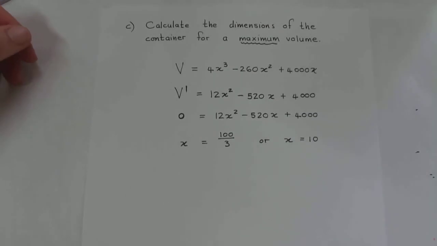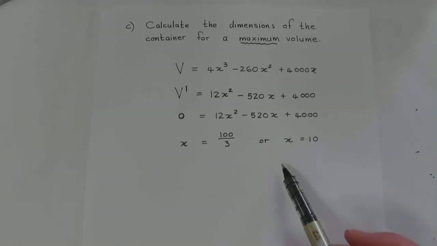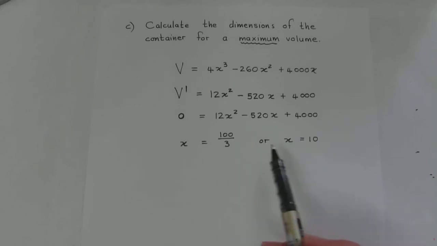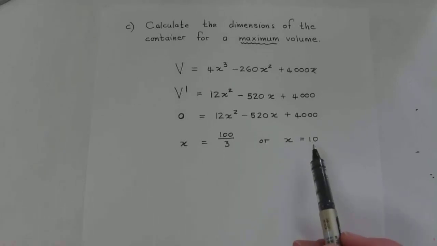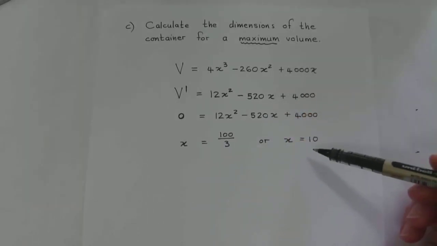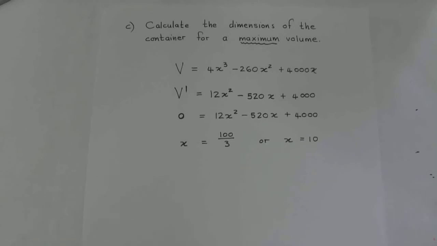Now, if you get 2 answers, then this means I've got a little bit of a problem. The reason is one of those answers is probably the one that gives me the maximum volume, and one of those is probably the one that gives me a minimum value. Now I'm going to take that 100 over 3 and change that into a decimal, 1 decimal place. So I'm going to change it to 33,3.